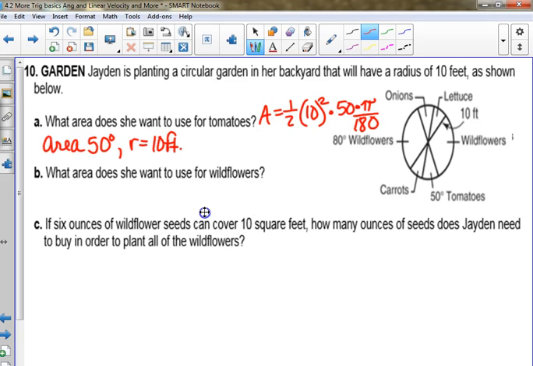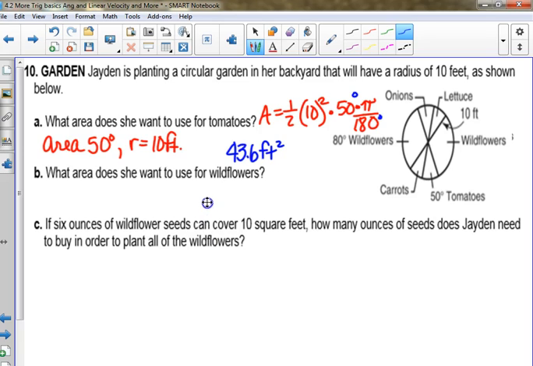Okay, so 0.5 times 10 squared times 50 pi divided by 180. I got 43.6. Anybody else? And what would that label be? Yep. Oh, I'm so sorry. 43.6 square feet, because this didn't have a label. This was feet and we squared it. And remember, radians goes away. We divided out the degrees when we did that.